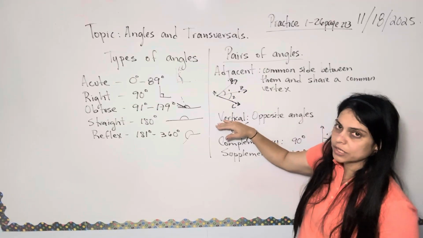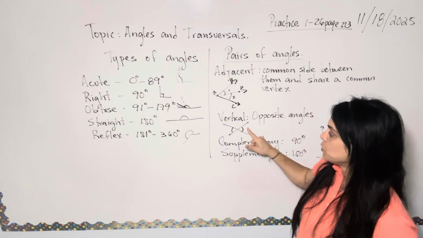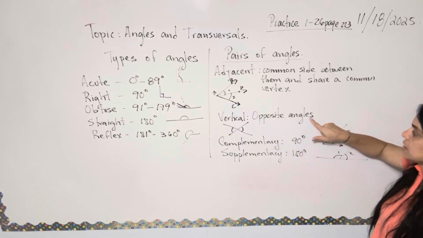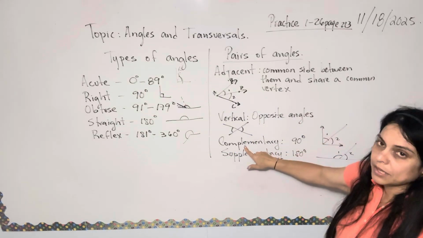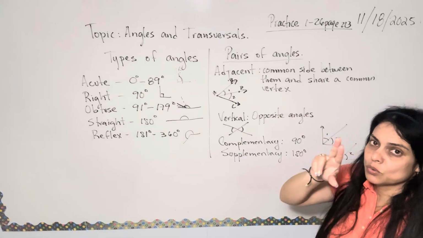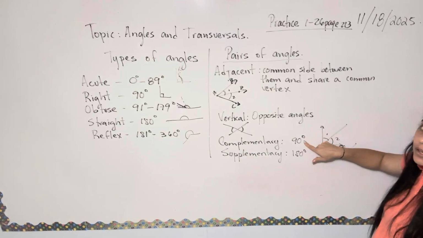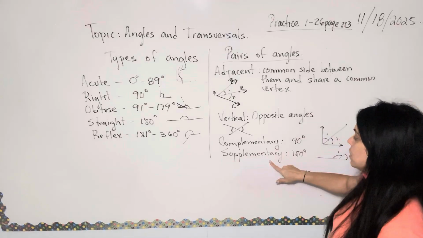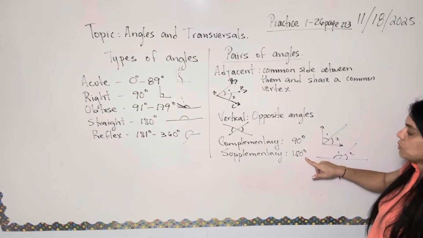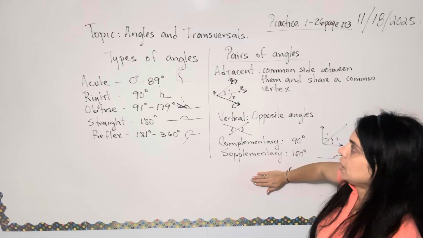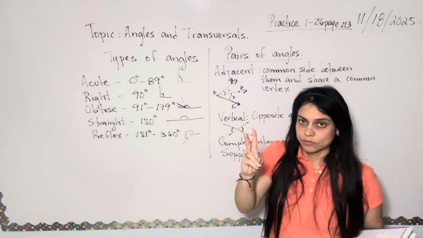Then we have the vertical. Vertical, they are opposing, one in front of the other one. So vertical is opposite angles. We have complementary. These are two angles that when you add them, the answer is 90 degrees. And then we have the supplementary, which is two angles that add up to 180 degrees. Remember that this part here, okay, is between two angles.